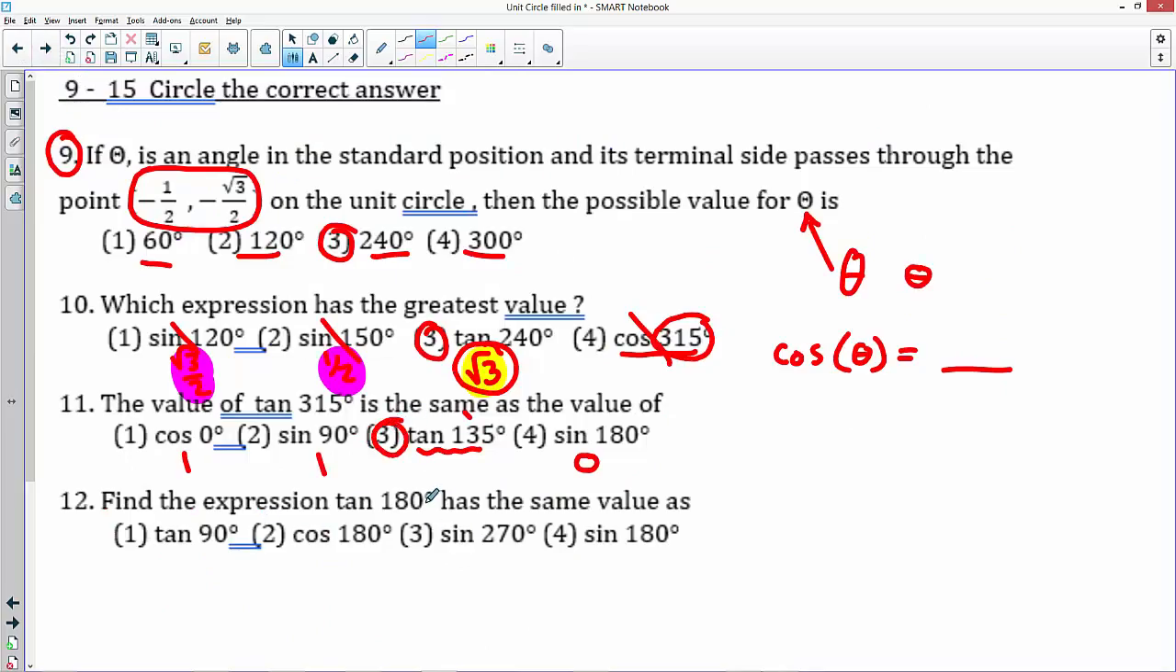Okay, find the expression tangent of 180 has the same value as. So find which of these expressions is the same as tangent of 180. Well, the tangent of 180 is 0, right? The slope of a horizontal line is 0. So which of these has 0? Well, this is undefined. It can't be that one. This is -1. This is -1. So this must be the answer, and it is. That's also equal to 0.